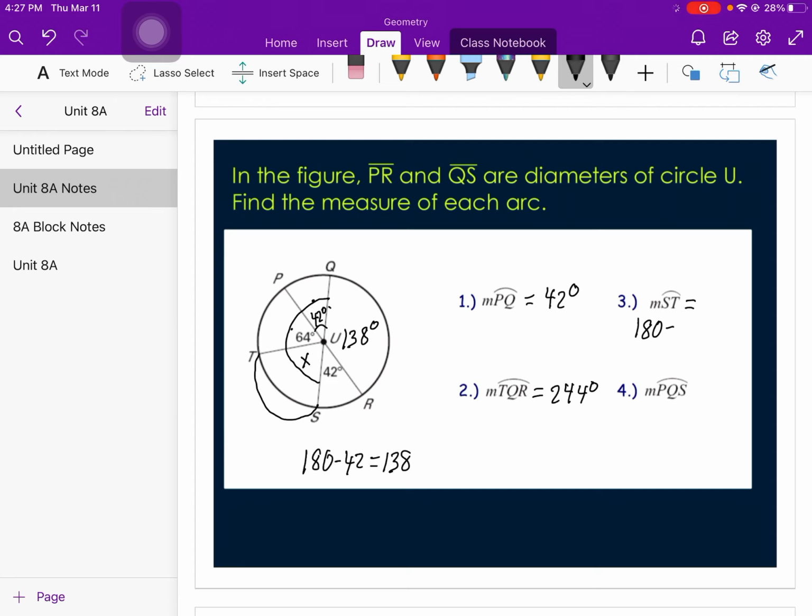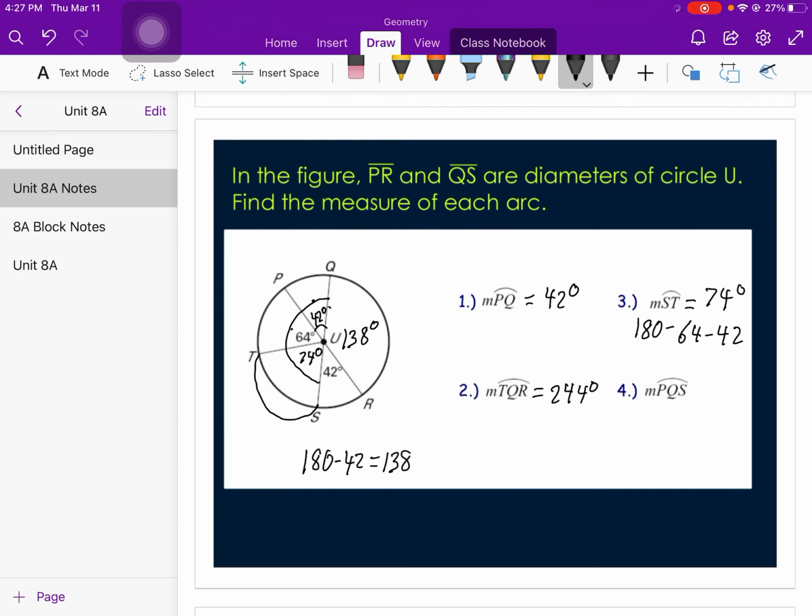That's the unknown piece. All of them together make up 180, so we're just going to take away 64 and 42 from this. And that's going to give us 74 if you type that in your calculator. So this missing angle right here is 74 degrees.